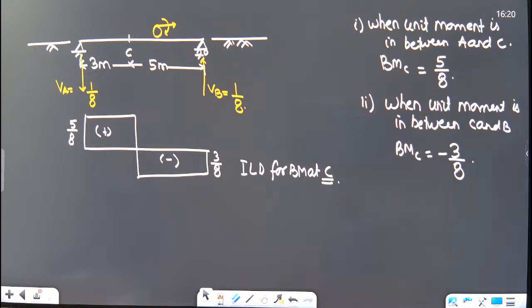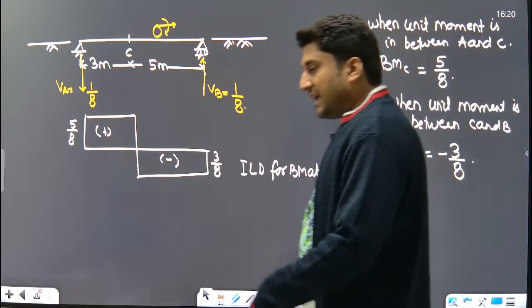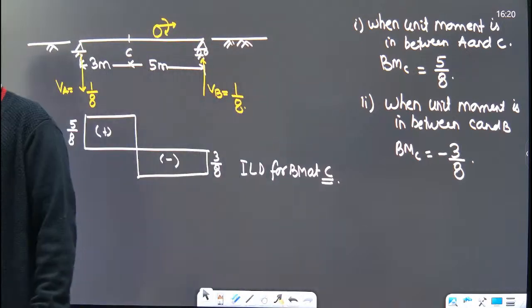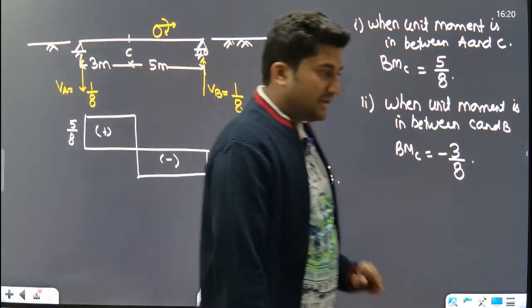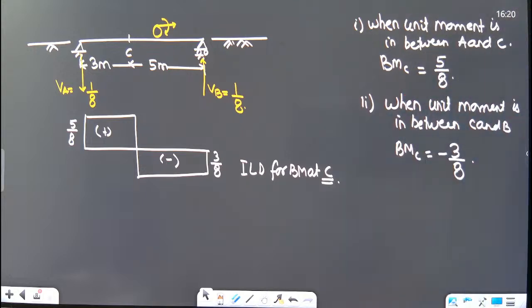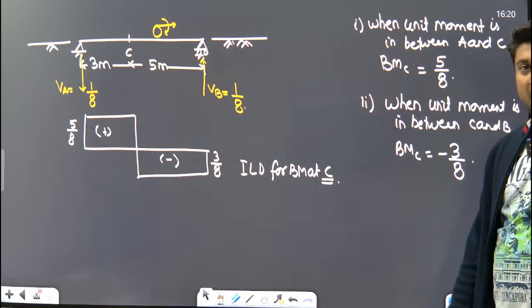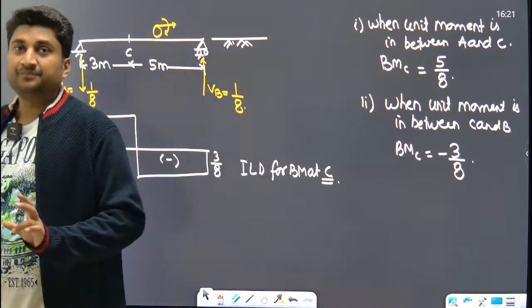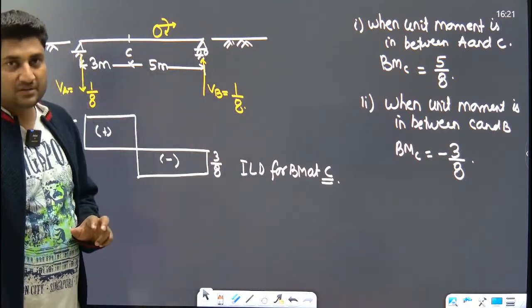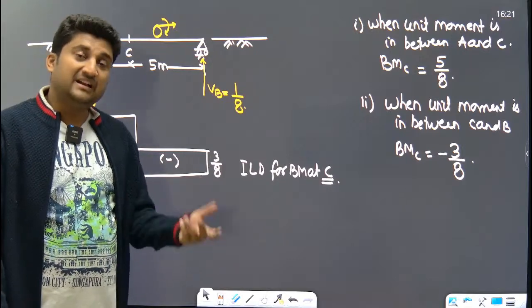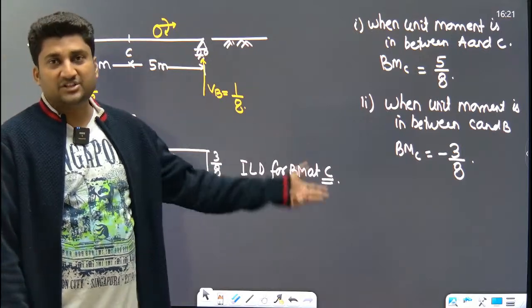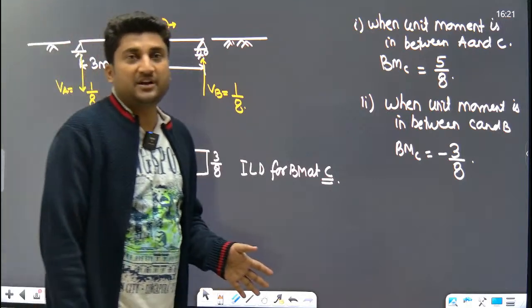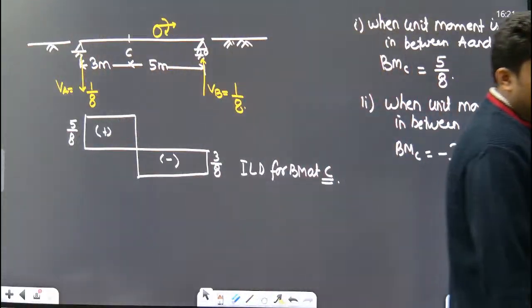So six concepts we have seen in today's class. ILD for reaction in cantilever beam, ILD for shear force in cantilever beam, ILD for bending moment in cantilever beam. And the next concept is for simply supported beam. When a unit moment travels in the simply supported beam, what is the ILD for reaction at A, for reaction at B, the shear force at any point in the beam, and the bending moment at any point in the beam.